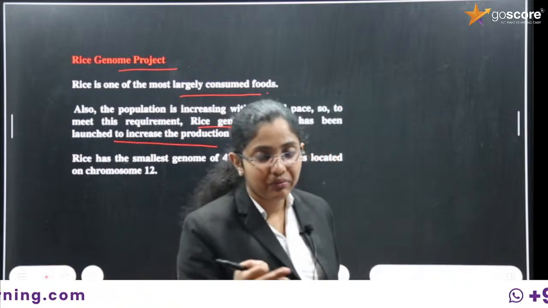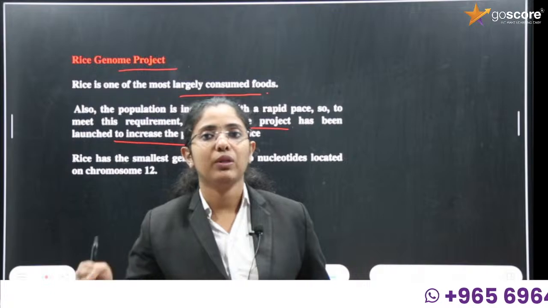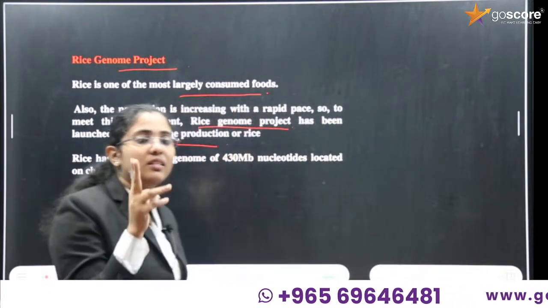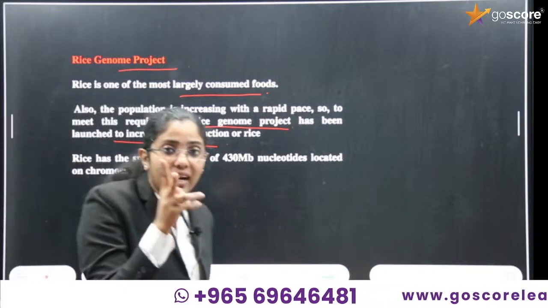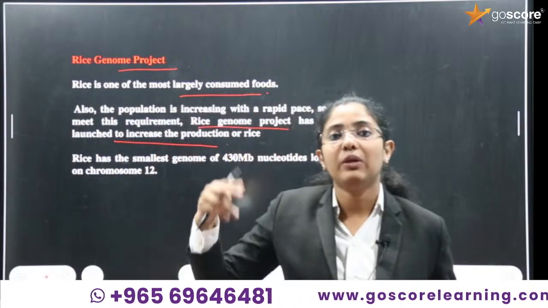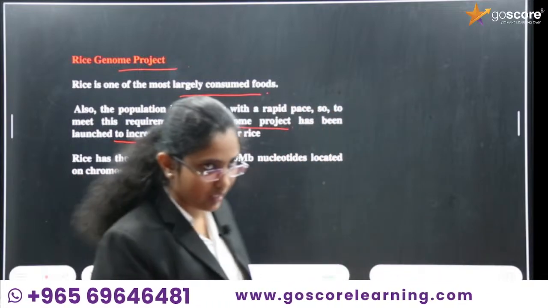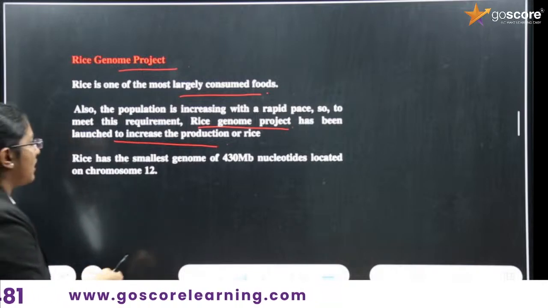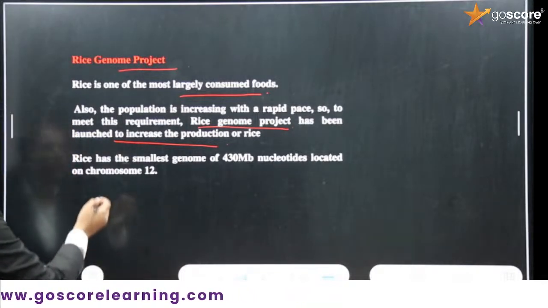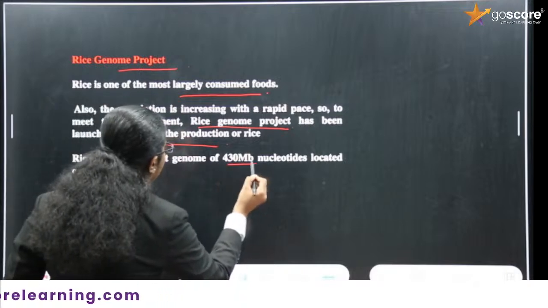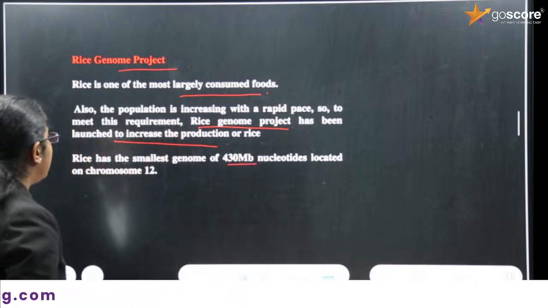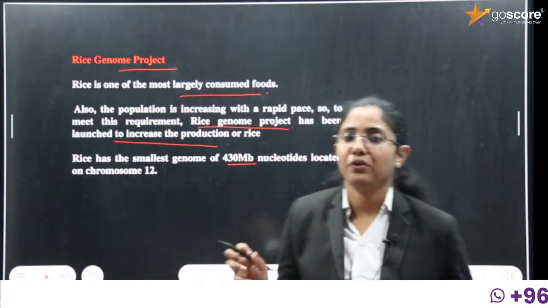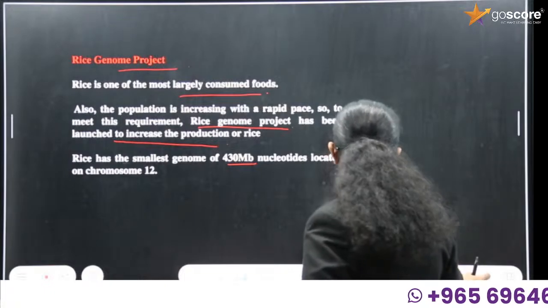See, there are two different chapters in our textbook dealing with biotechnology, its principles and its applications. There we studied how genes are taken, cut, and pasted into different organisms. With the same technology, we can say the Rice Genome Project has also been done. Rice has the smallest genome of 430 Mb of nucleotides, located on chromosome 12.